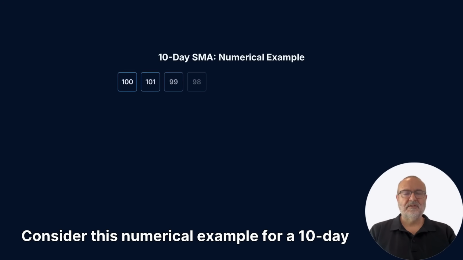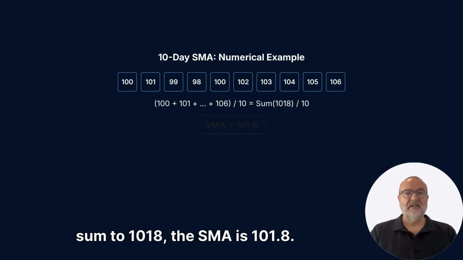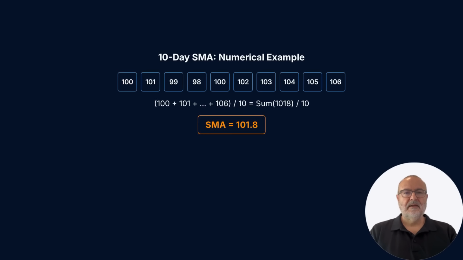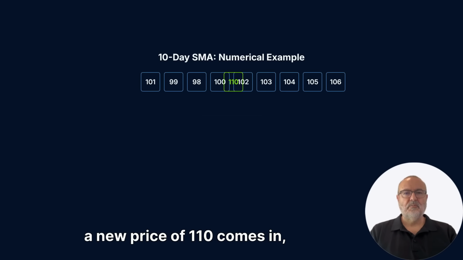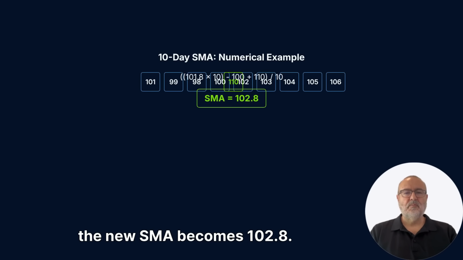Consider this numerical example for a 10-day SMA. If the last 10 closing prices sum to 1018, the SMA is 101.8. If the oldest value drops out and a new price of 110 comes in, the new SMA becomes 102.8.